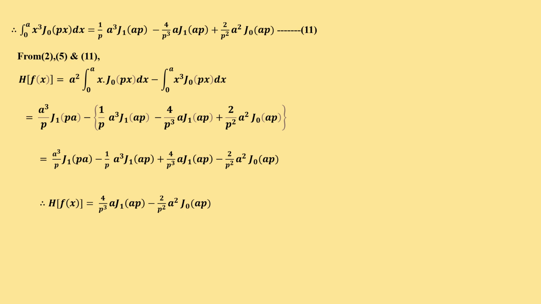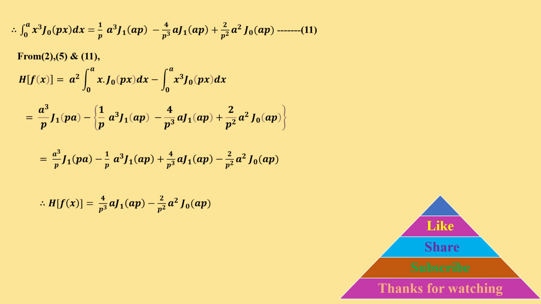So H of f of x is equal to 4 by p cube, right? Because a cube by p J1 of pa, first term, minus the second term, 1 by p a cube J1 of ap, both will get cancelled. So remaining 4 by p cube a J1 of ap minus 2 by p square into a square J0 of ap, which is the Hankel transform.